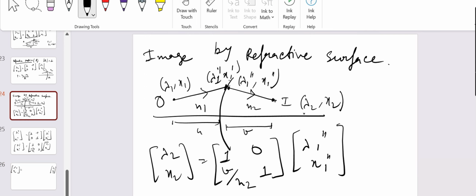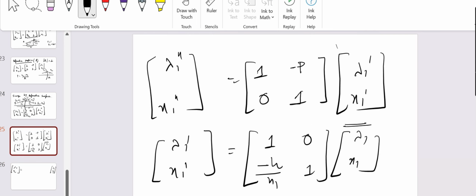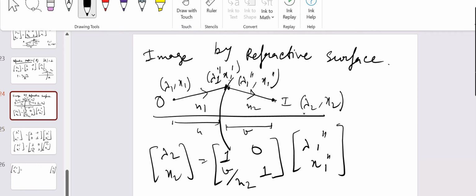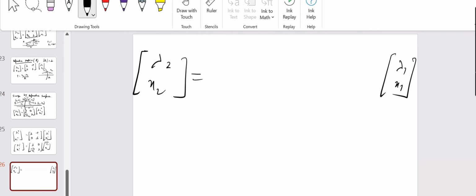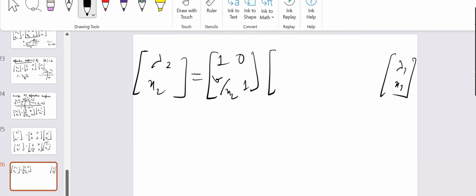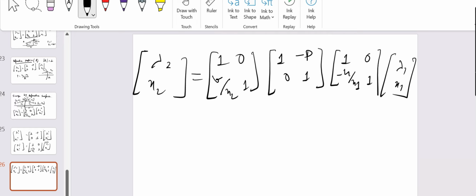Now we need to establish the relation between lambda 2 x2 and lambda 1 x1. We need to start replacing: in the place of lambda 1 dash x1 dash we need to replace the total thing, and in the place of lambda 1 dash dash and x1 dash dash we need to replace the whole thing. So the matrix after all this will be v by n2, 1, then 1 minus p 0 1, then 1 0 minus u n1 1.